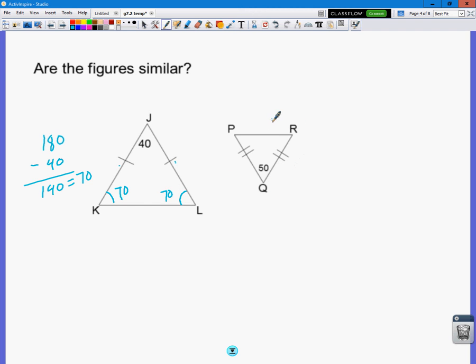In this particular figure, I can see that again I have an isosceles triangle. There's 180 degrees in a triangle. There's 50 degrees that are used up. There was 130 degrees left, which means the remaining two angles would be 65 each. Since the angles are not congruent, then no, these are not similar.